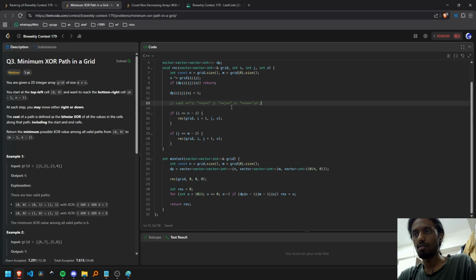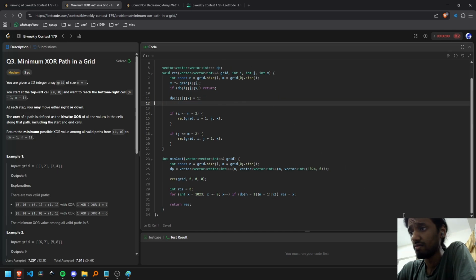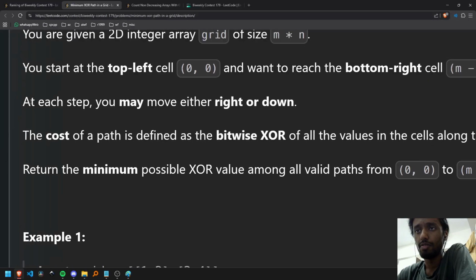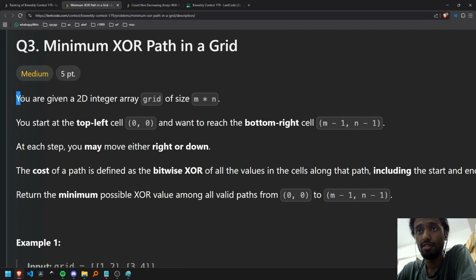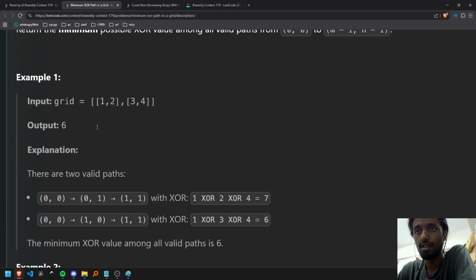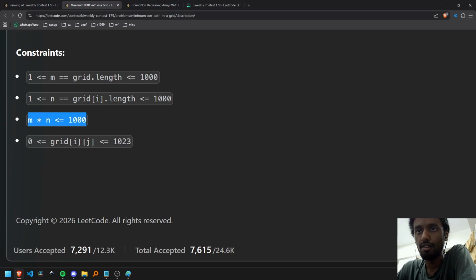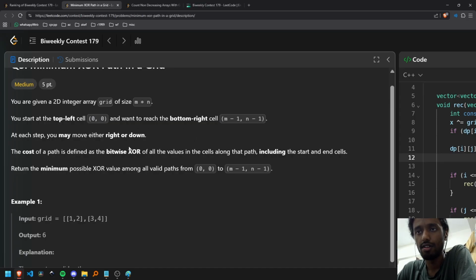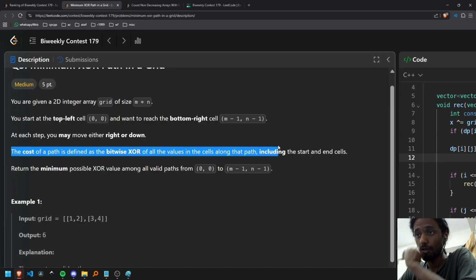Q3 was an alright problem, I'd say. Basically what we had to do was like this pattern. I'm pretty sure you have seen this pattern multiple times before. You are given an array of size m into n, and the constraint on m into n is less than or equal to 1e3. And here what we have to do is we can either move down or right, and we have to just find the minimum XOR value.